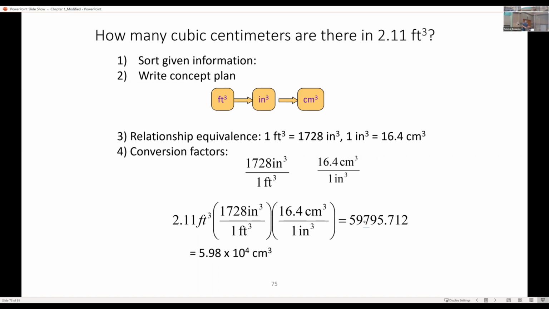It could be 59,800, or it could be 5.98 times 10 to the 4. Each one of those would have 3 sig figs. But the scientific notation one's normally the better conventional way to do it. All right, any questions on this one?